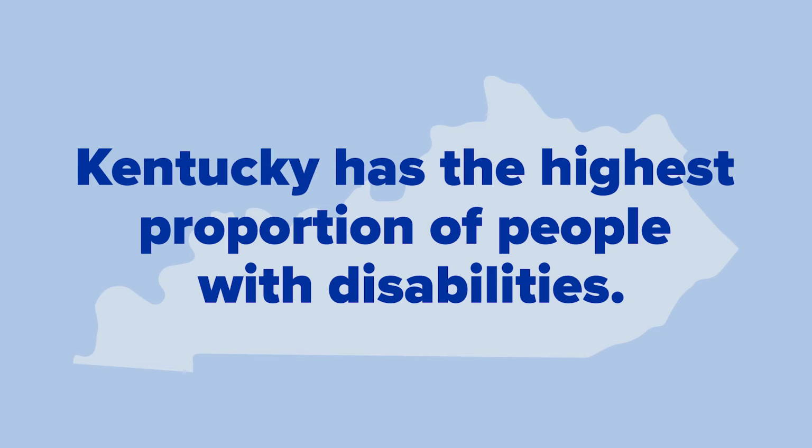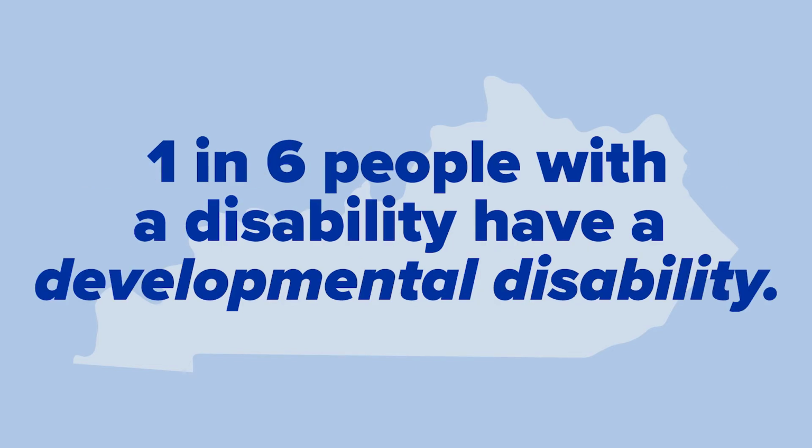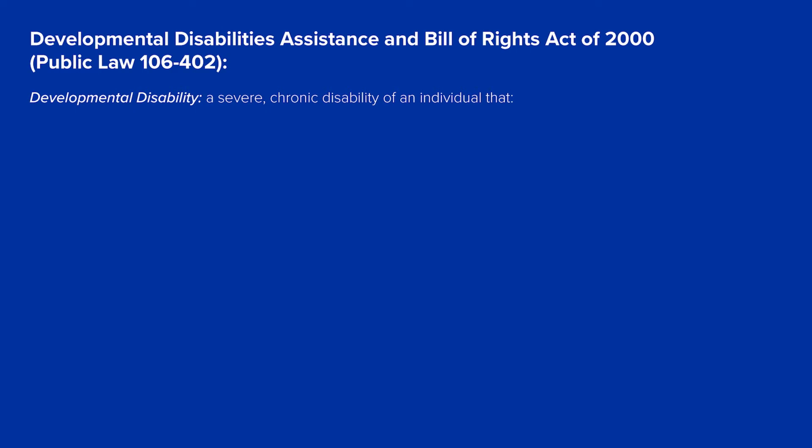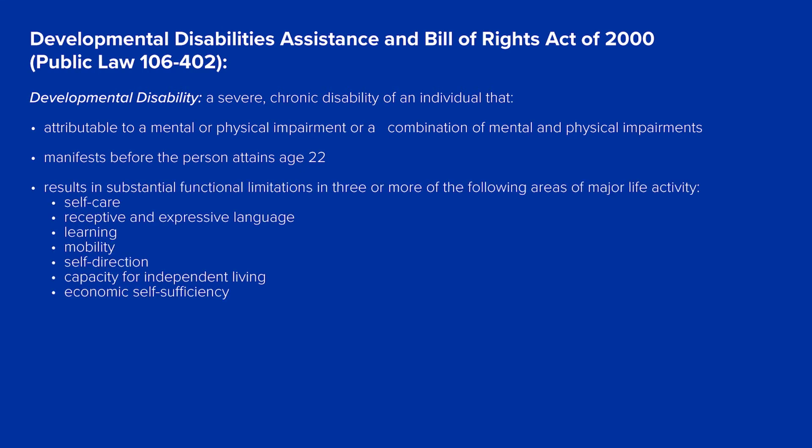And if we further break down disability by type, roughly 1 in 6 people with a disability have what's called a developmental disability. As that's defined by the Developmental Disabilities Assistance and Bill of Rights Act of 2000, also known as Public Law 106-402, the term developmental disability means a severe chronic disability of an individual that is attributable to a mental or physical impairment or a combination of mental and physical impairments. It is manifested before the person reaches the age of 22. It results in substantial functional limitations in 3 or more of the following areas of major life activity. And these include self-care, receptive and expressive language, learning, mobility, self-direction, capacity for independent living, and economic self-sufficiency.